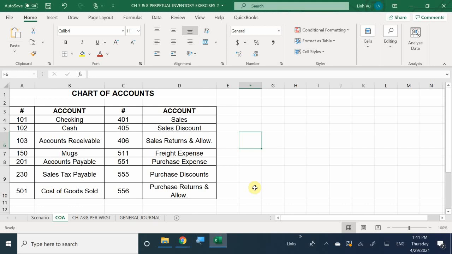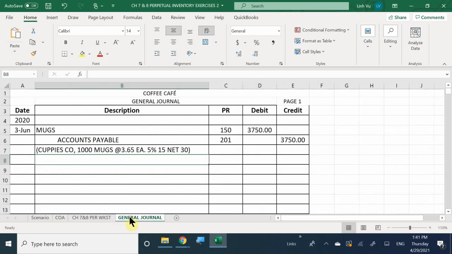Accounts payable and mugs. Okay, excellent, because we're making a refund. In this case, my original purchases, I placed everything into inventory. So therefore, where is it? Everything's in inventory. If I'm making a refund or I'm returning these 50 broken mugs, right?